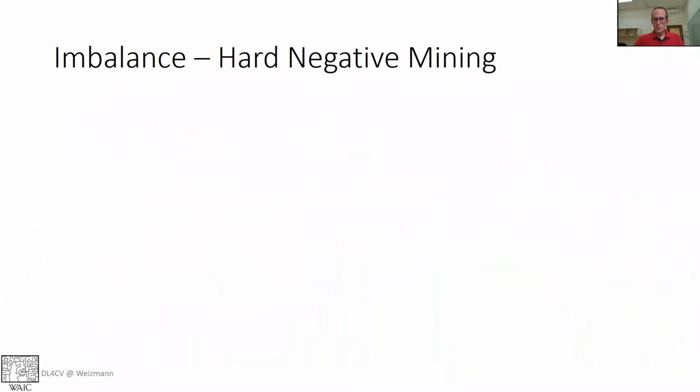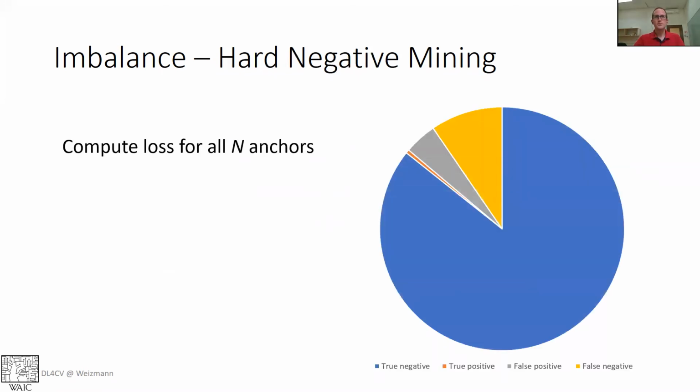So what we can do is negative mining. We can reinstate the balance condition. So we can compute the loss for all the anchors we have, for these 1,000, 10,000 anchors we have. Most of them, as we saw, are going to be true negatives, correctly classified as background. Very tiny fractions are going to be correctly classified as foreground. And we're going to have some mistakes, with a foreground object being classified as background, and vice versa. But this is the forward path.